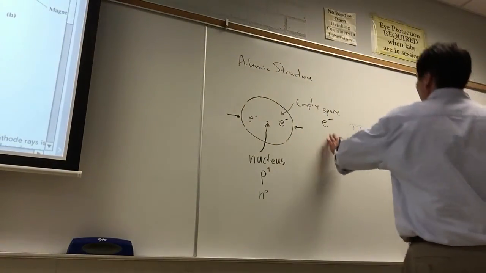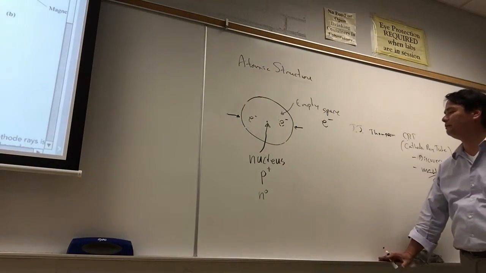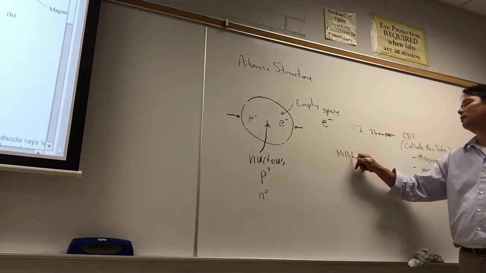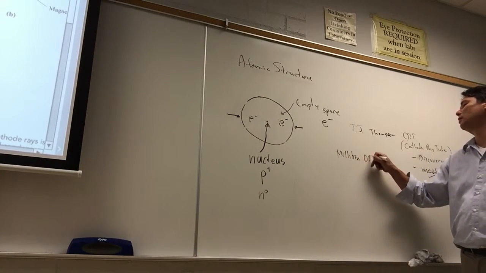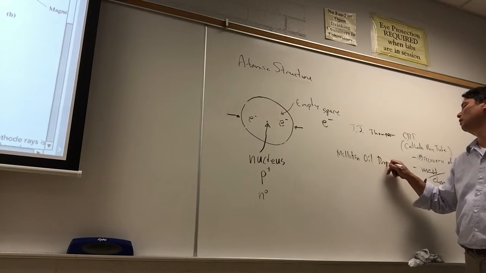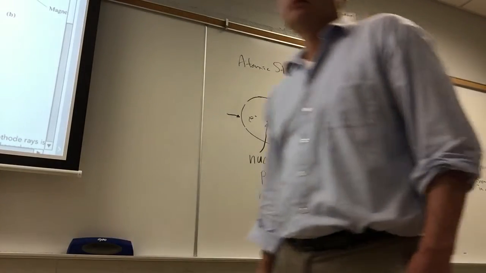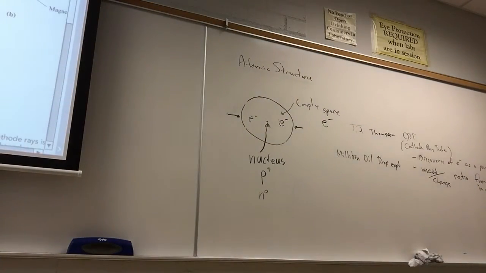The next thing about the electron is the Millikan oil drop experiment. What did the Millikan oil drop experiment do? Exactly. Figured out the charge on an electron.